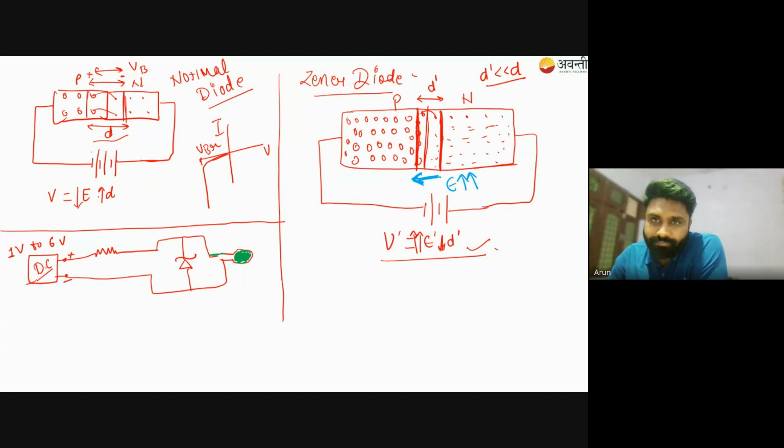So what will happen? If the minority electron is coming, I'm talking about in reverse biasing, this electric field is sufficient to pass this electron through this depletion width, because this electric field is nothing but an acceleration for this electron, and it is very high, and the width is also so small. So the probability of collision of the electron with the immobile charges is very less. Okay, almost negligible.